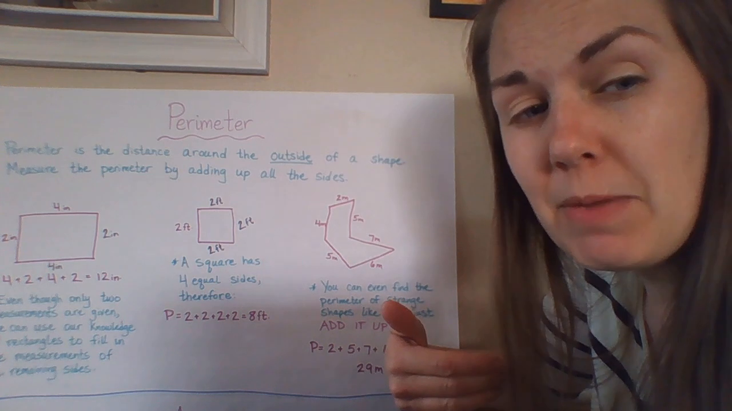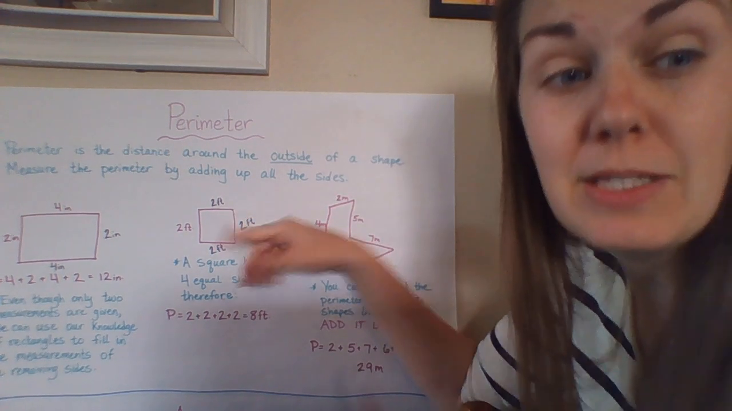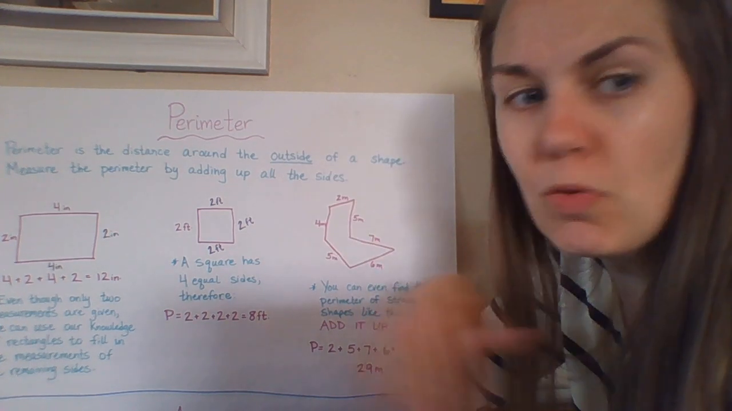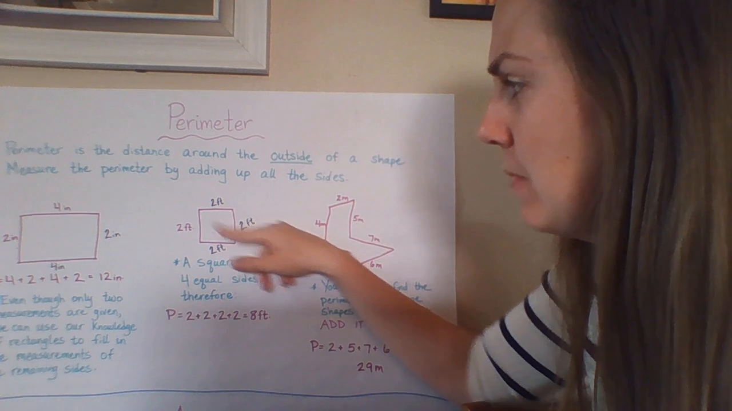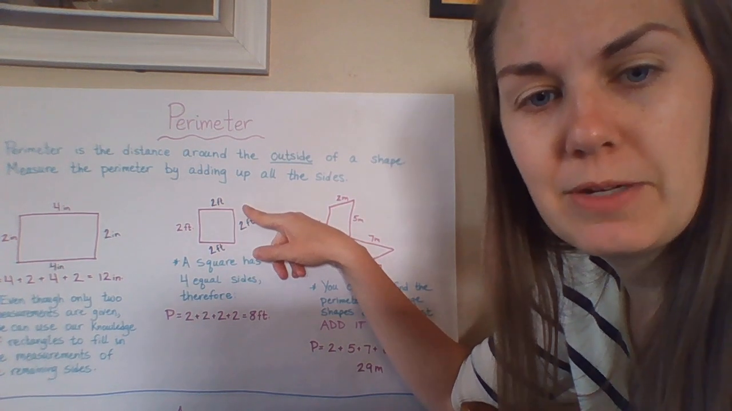How I like to think about perimeter is like if I have a yard and I want to put a fence around it, I have to measure the outside of my yard. I'm not going to measure the grass in my yard. I'm not going to measure this space. I just want to measure how much fencing it would take to go around it.